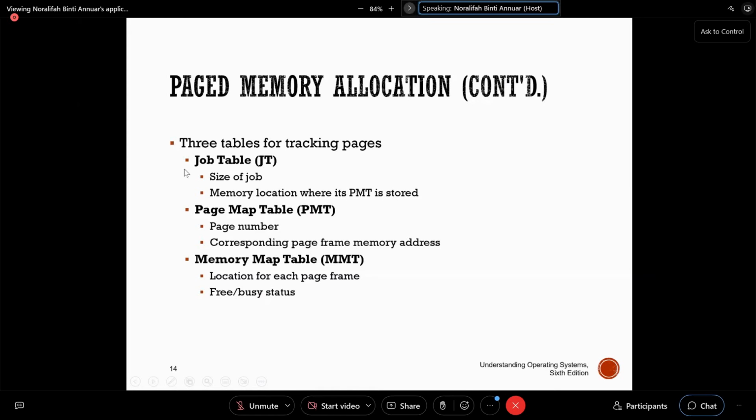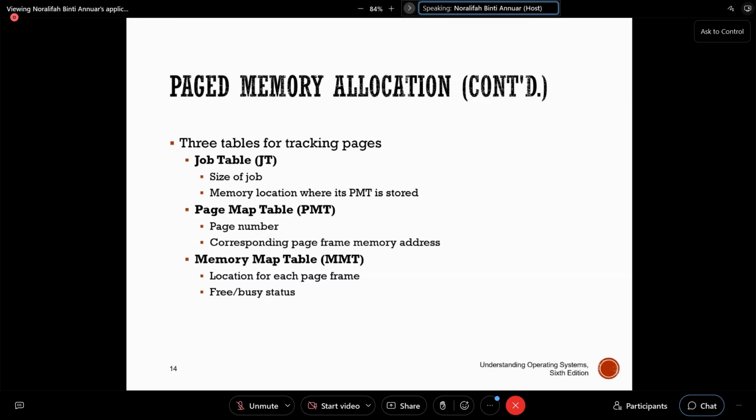Dia ada 3 table. So our memory must have their own table to keep track. Apa dalam memory ada information adalah location for each page frame, okay, free or busy status. This status kalau free maksudnya vacant lah, maksudnya the incoming job can be loaded into that frame. Kalau dia busy maksudnya ada job lah. The incoming job need to wait until it be removed from the frame.